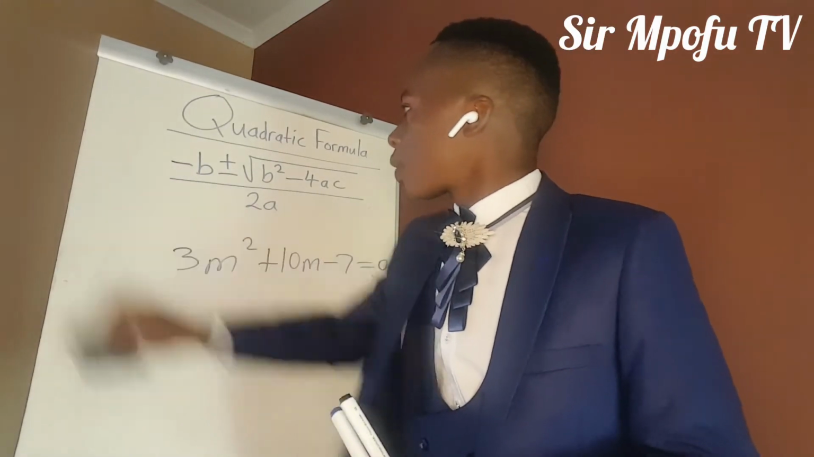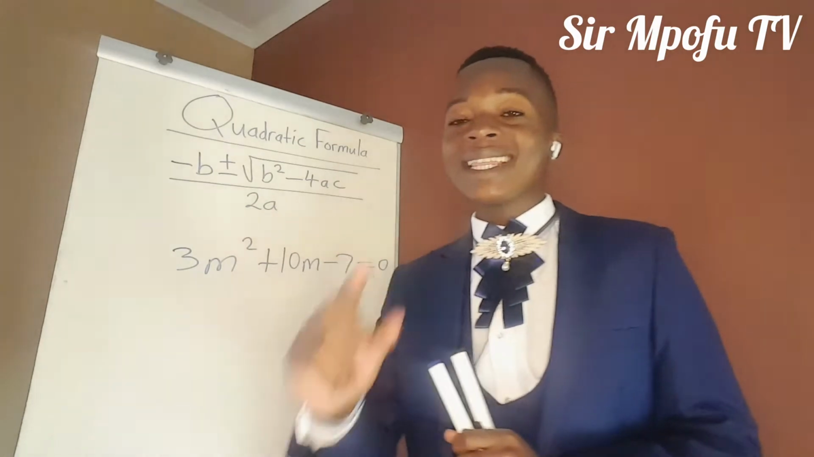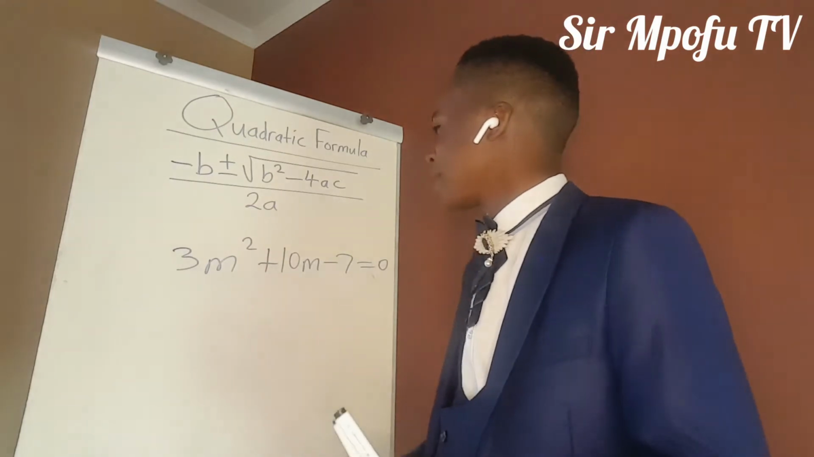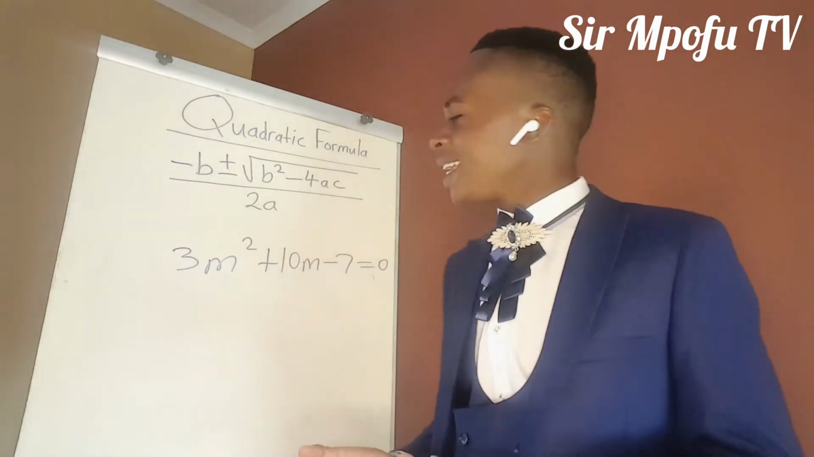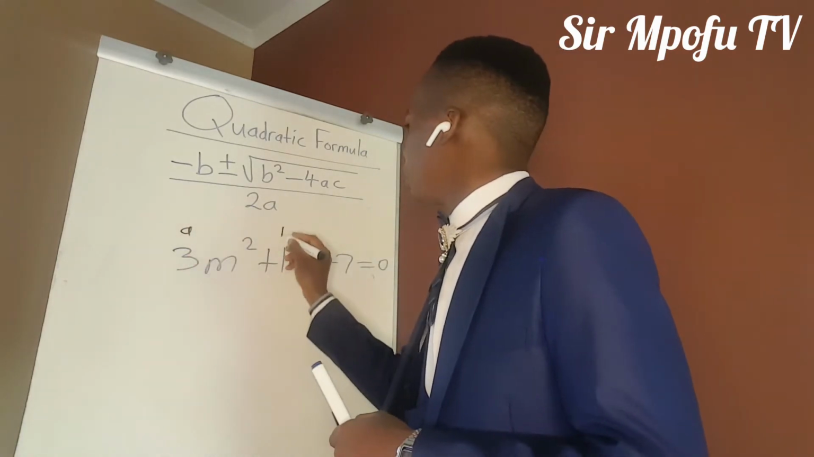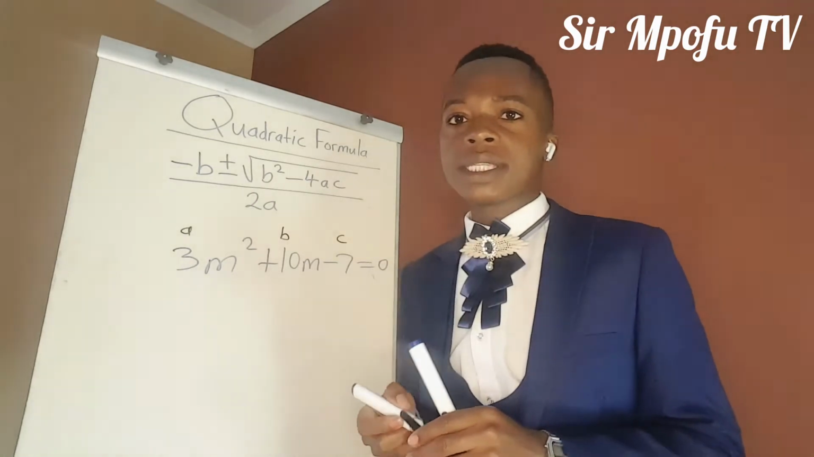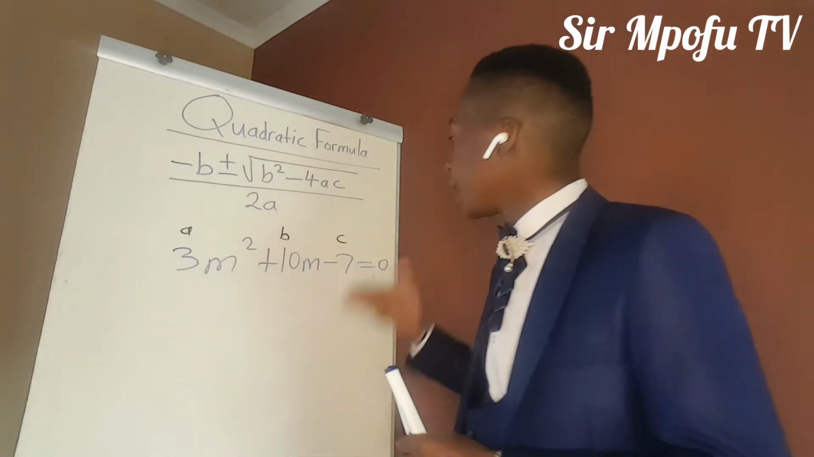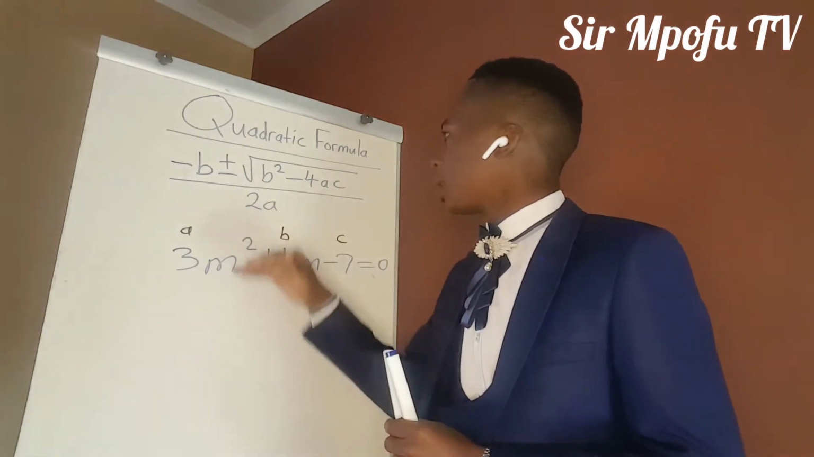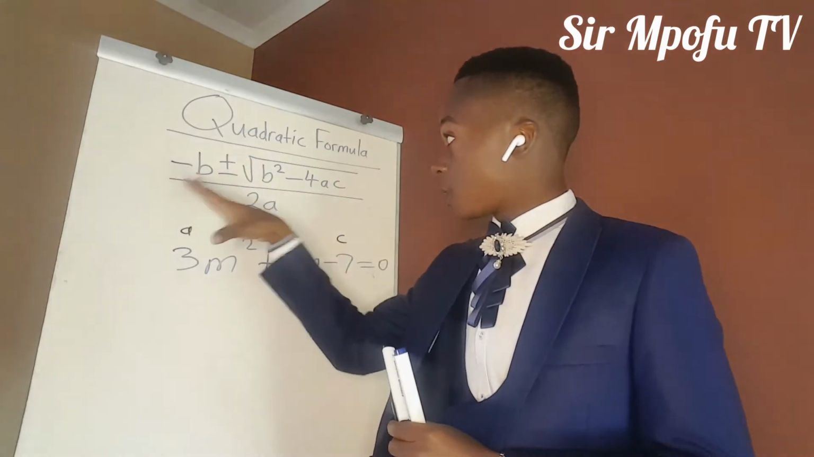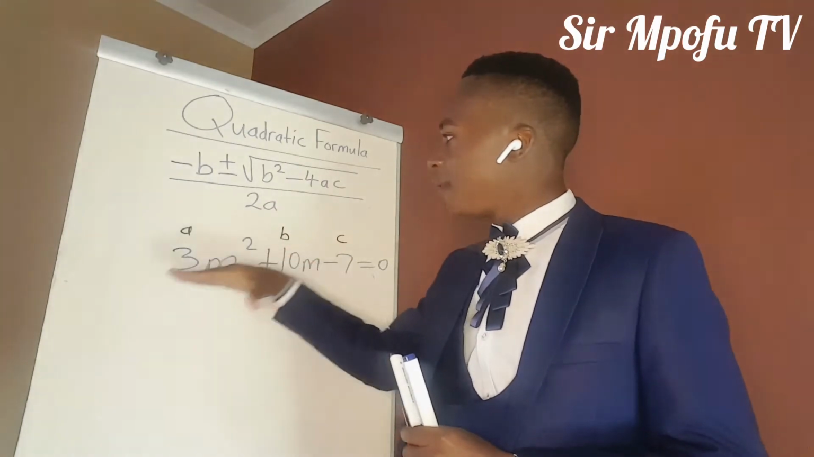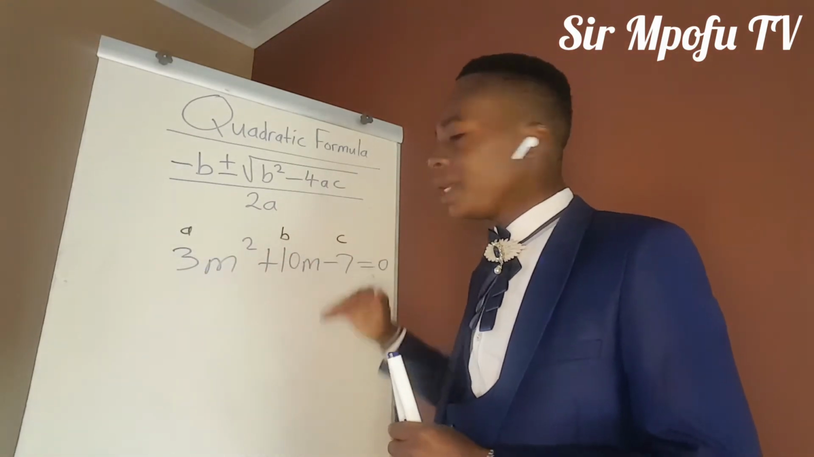Now, I hope that you have watched the lesson where I explained the quadratic form and how to identify a, b, and c. If you are given it like this, it's very easy to identify them. You can just write a, b, and c like this. Our a is 3, our b is positive 10, and our c is negative 7. Then you just substitute into the quadratic formula: minus b plus or minus the square root of b squared minus 4ac all over 2a. You substitute the values of a, b, and c.